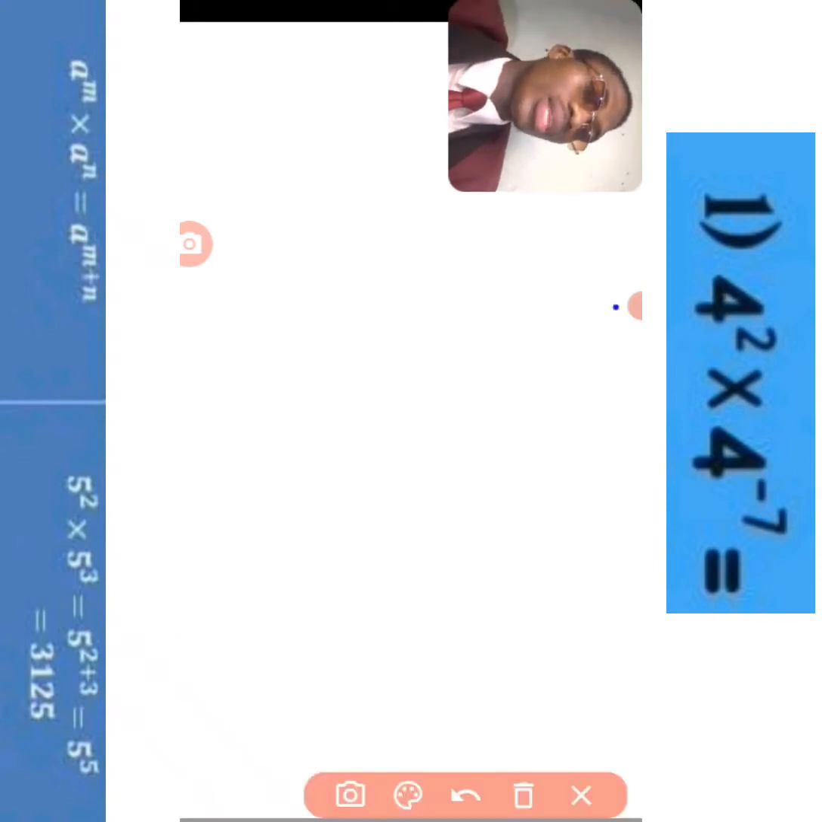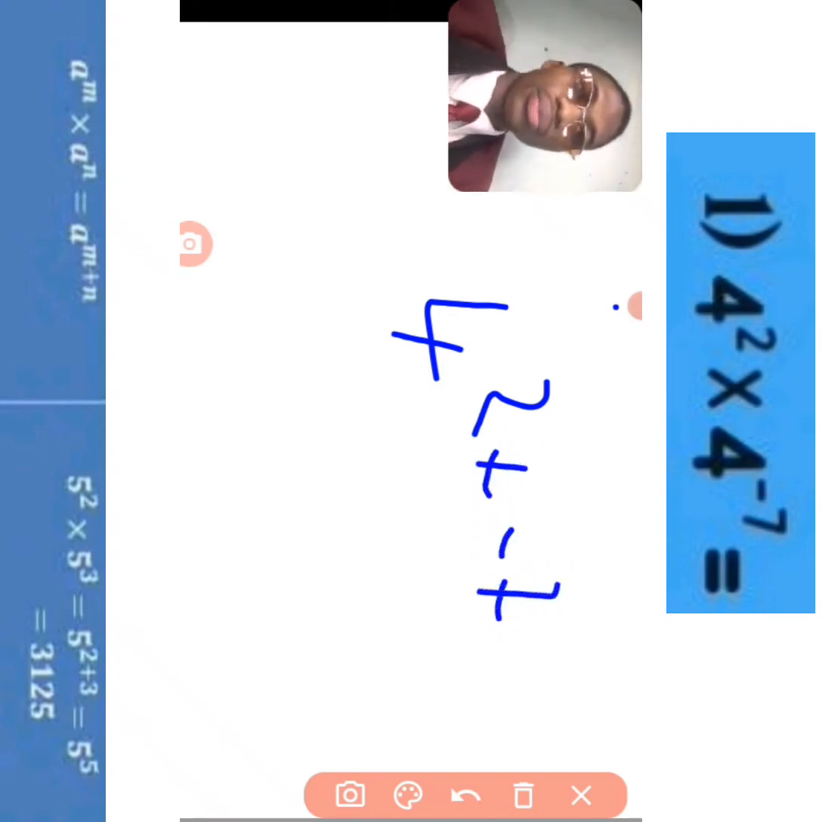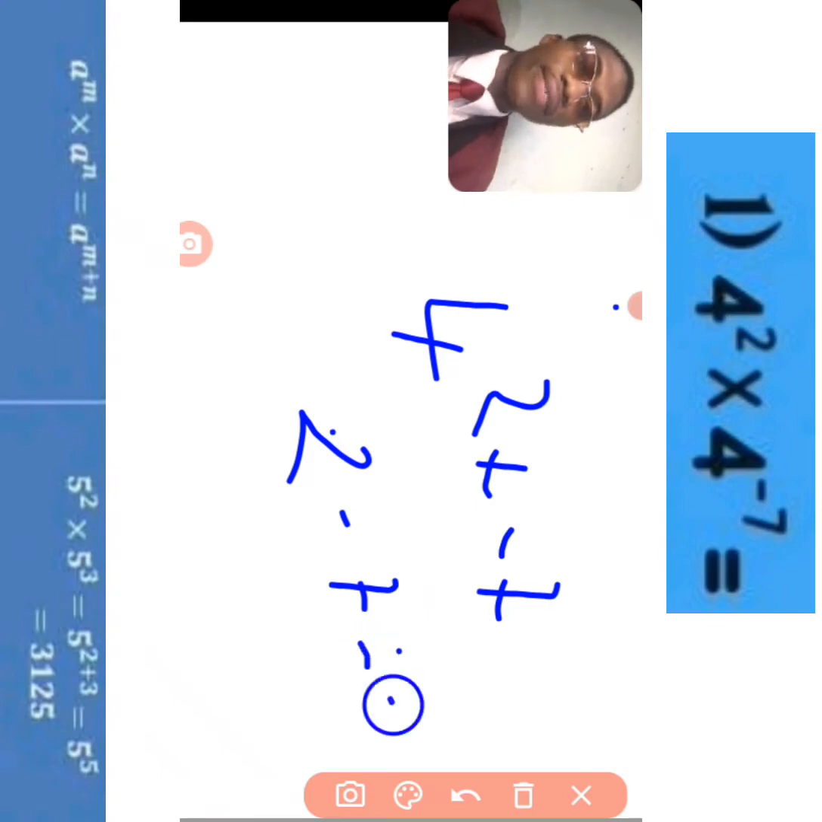So this is actually equal to 4 raised to the power of 2 plus minus 7. We simply add the powers, and 2 minus 7 is equal to -5.